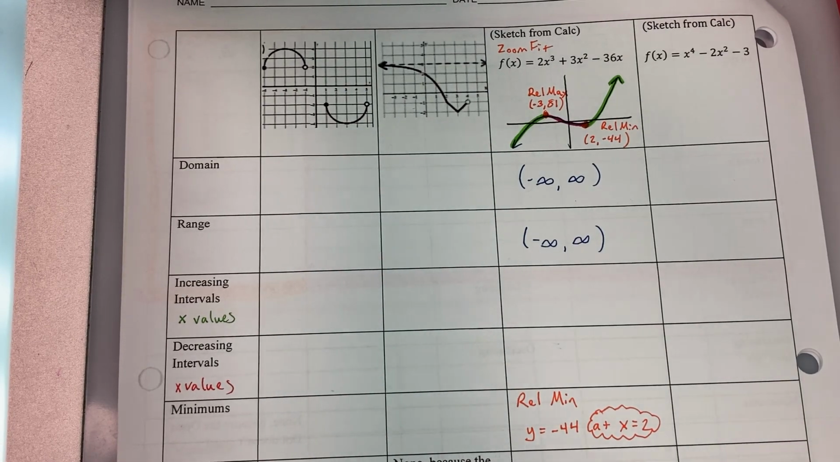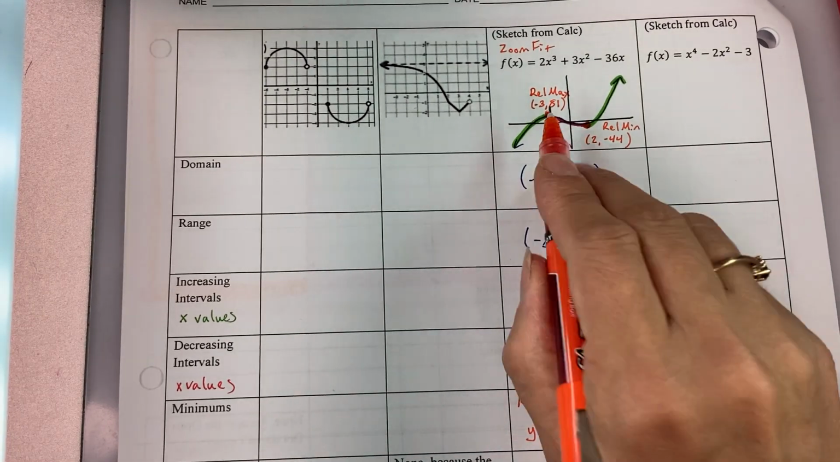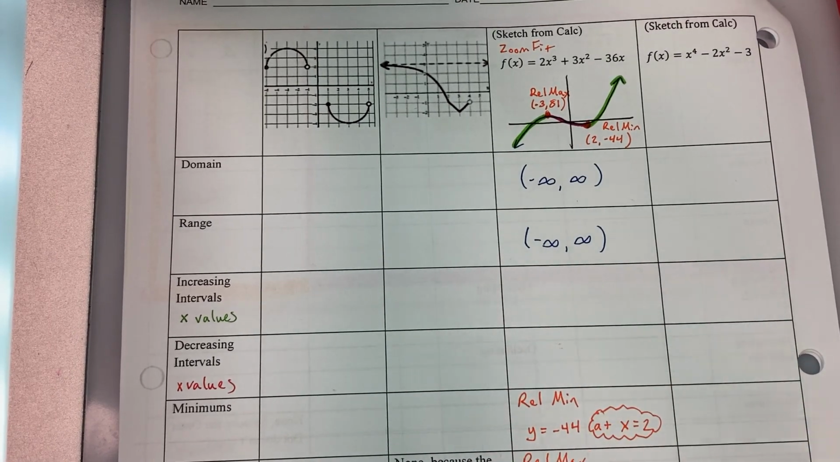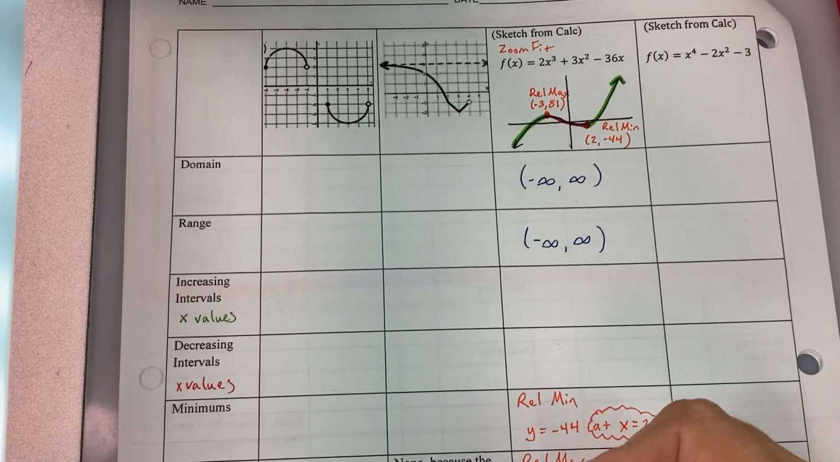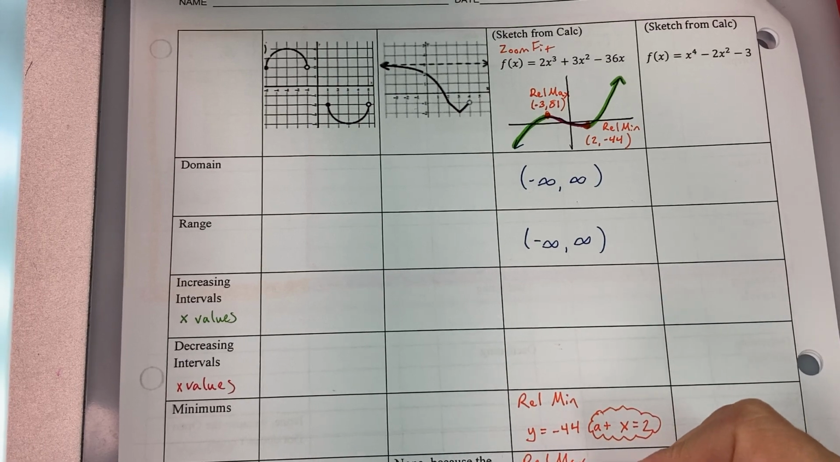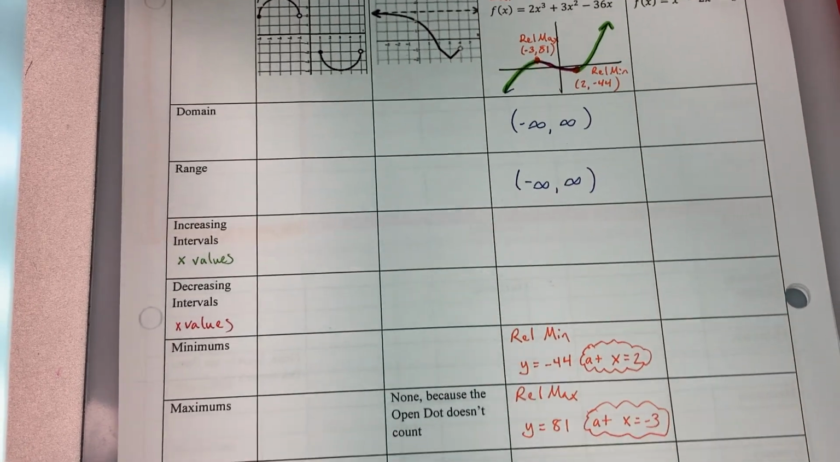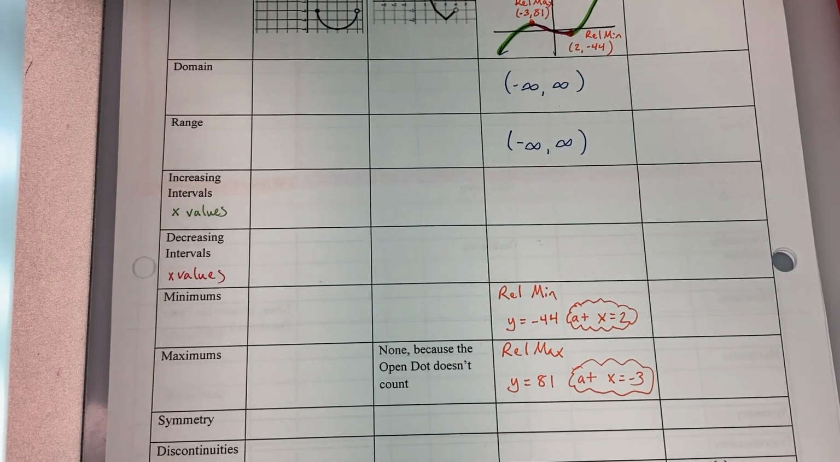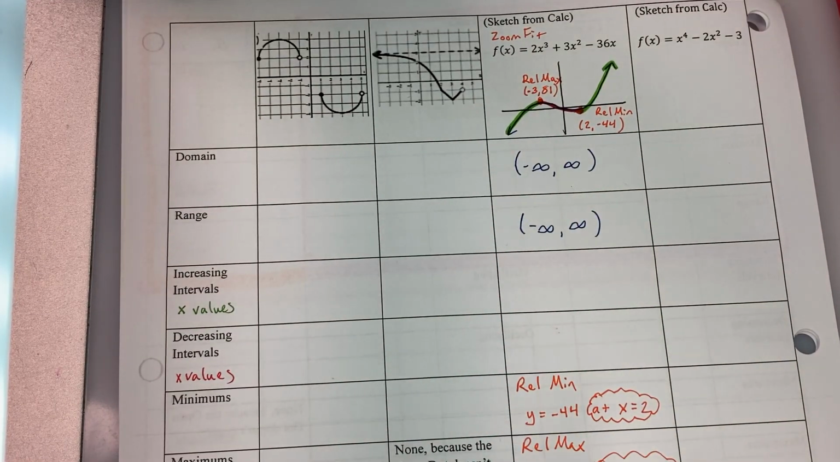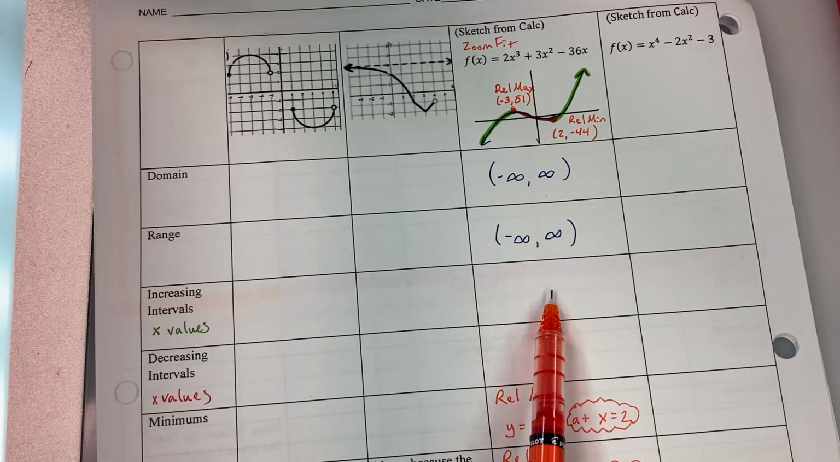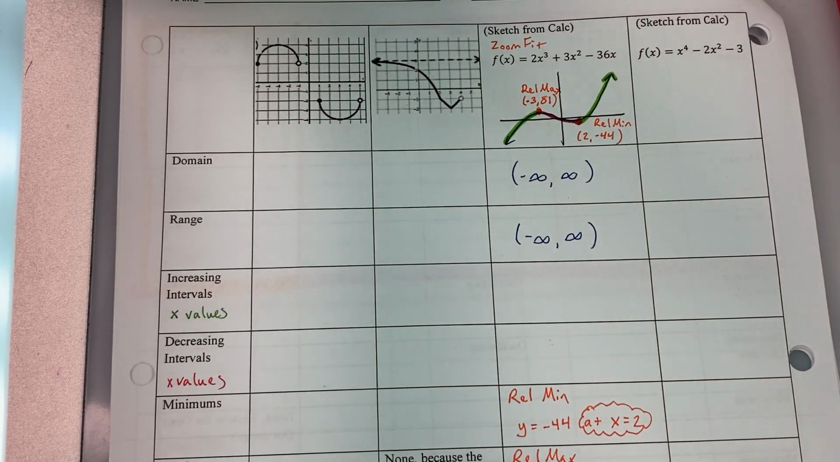So there's our relative minimum of y equals negative 44. For our next one, this is going to be a relative max at y equals 81. Also at x equals negative 3. So you don't have to put that on the practice set, but that's going to help you with the My Math Lab part. So folks, we have now found the domain and range, the minimums and maximums, and now we are finally ready to do the increasing and decreasing intervals.